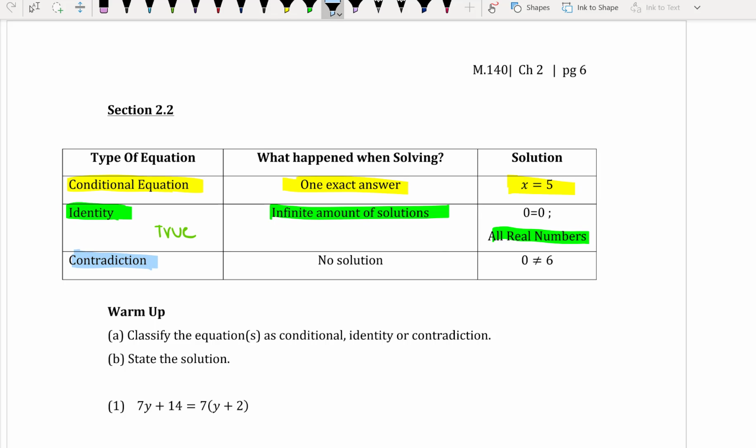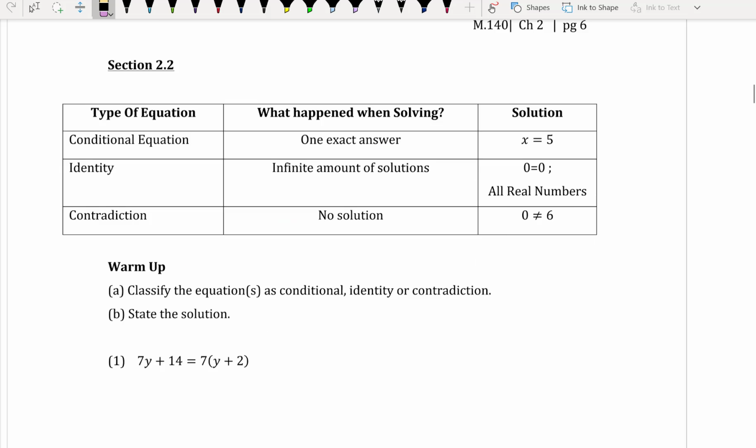And of course, we can have a contradiction. That means we have a false statement, and there would be no solution. So two sides that are not equal to each other. Let's go ahead and do a warm-up together.